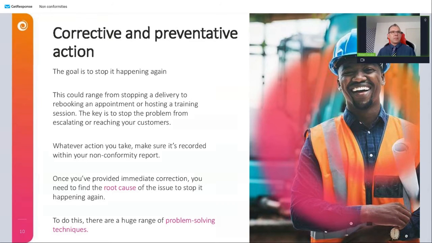Corrective and preventative action. For anybody who's been working with management systems for a while, you will probably be already aware of the word corrective and preventative action. The principle behind it still exists within most modern management systems, but essentially what management systems really relate this area to is risks and opportunities as well.